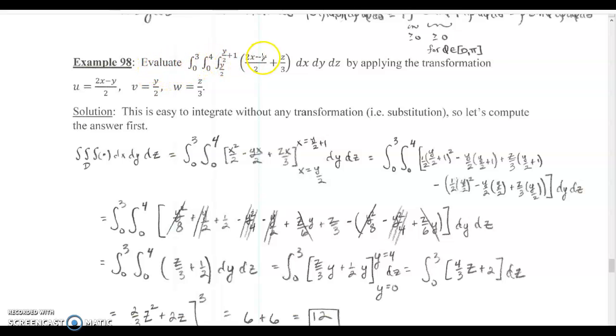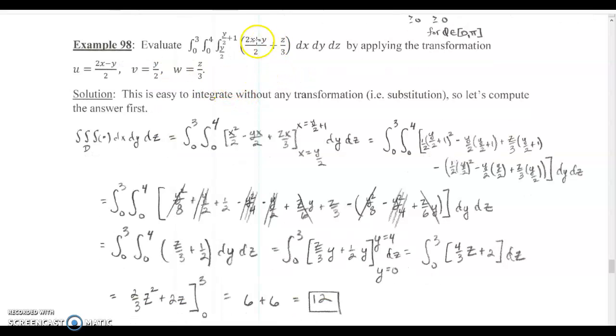Let's say we have this triple integral with respect to x, y, and z. And we want to apply the transformation that u equals 2x minus y over 2. V equals y over 2. So this shows up in the limits of integration here, which makes sense of the v equals y over 2 substitution. And then we have another one, w equals z over 3. That will give everything in terms of u, v, and w.